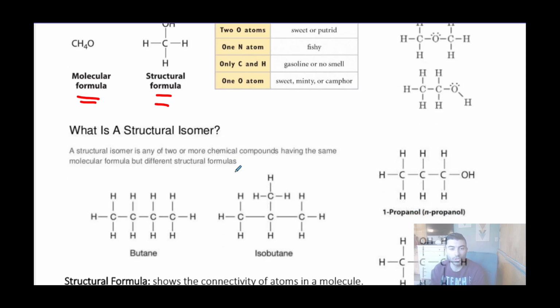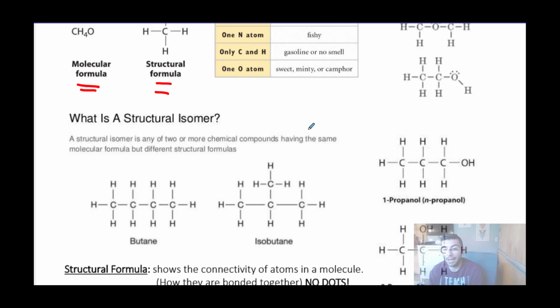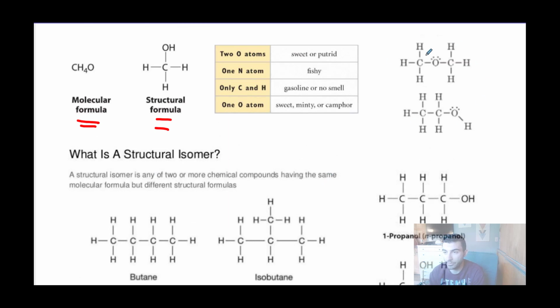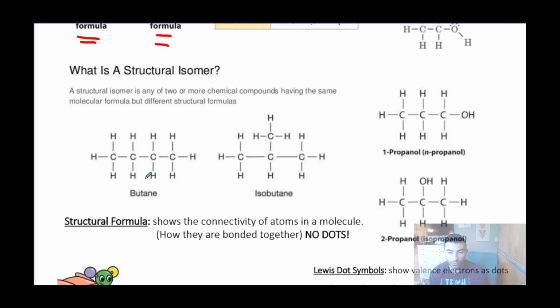Structural isomers are 2 or more compounds that have the same molecular formula, meaning same number and type of atom, but different structural formulas. Different structures, different bonding configurations, different connectivity of the atoms in terms of how the atoms are connected. So these 2 examples would be structural isomers of each other, right? Same number of carbons, hydrogens, and oxygen, but bonded in a different configuration. These 2, butane and isobutane, would be isomers, and 1 propanol and 2 propanol would be isomers of each other.